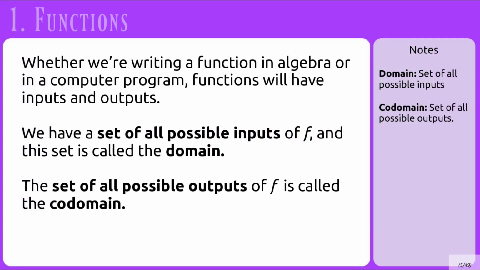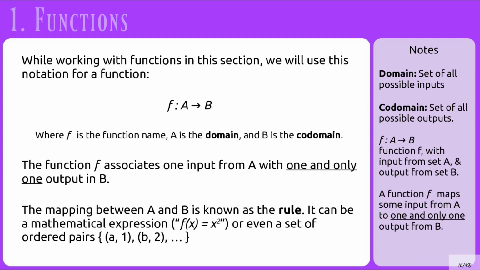Whether we're writing a function in algebra or in a computer program, functions will have inputs and outputs. We have a set of all possible inputs of f, and this is called the domain. We have a set of all possible outputs of f, and this is called the codomain. While working with functions in this section, we'll use this notation for a function, where f is the function name, A is the domain, and B is the codomain that is being mapped to.